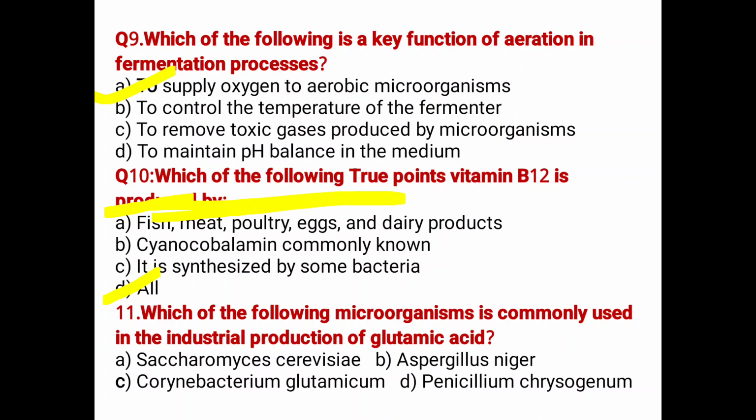Next, which of the following microorganisms is commonly used in the industrial production of glutamic acid? A, Saccharomyces cerevisiae; B, Aspergillus niger; C, Corynebacterium glutamicum; and D, Penicillium chrysogenum. So option C is the correct answer.